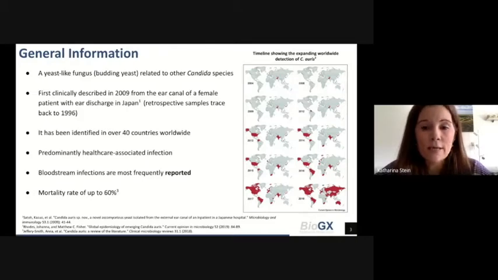It's predominantly found in healthcare settings and is considered a nosocomial infection. And patients with severe underlying conditions are at most risk to develop a Candida auris infection. And even though Candida auris is most commonly found on the human skin, when causing active disease, bloodstream infections are most frequently reported. Candida auris causes invasive infections, which are associated with a high mortality rate of up to 60%. And just in comparison, the mortality rate for an invasive Candida albicans infection is around 40%.